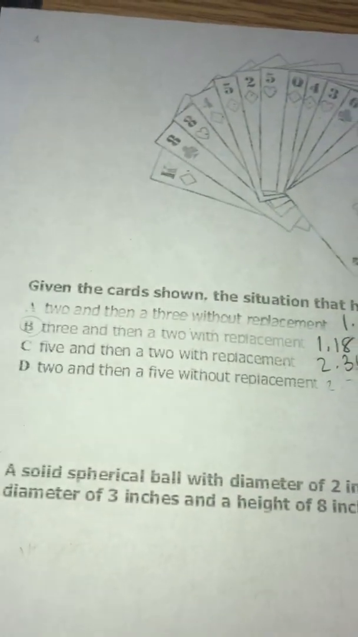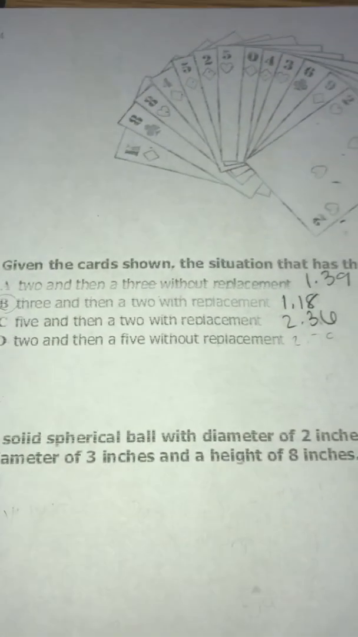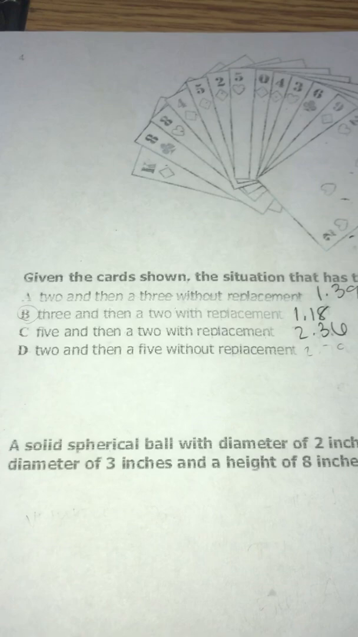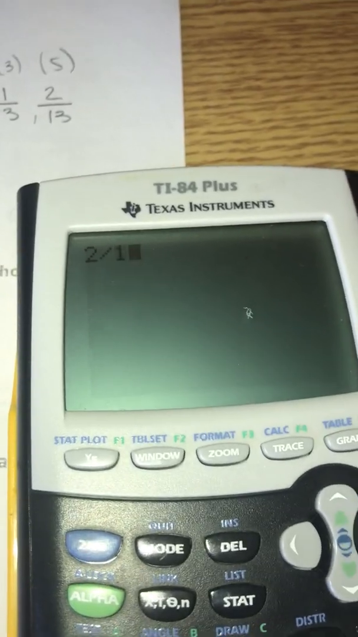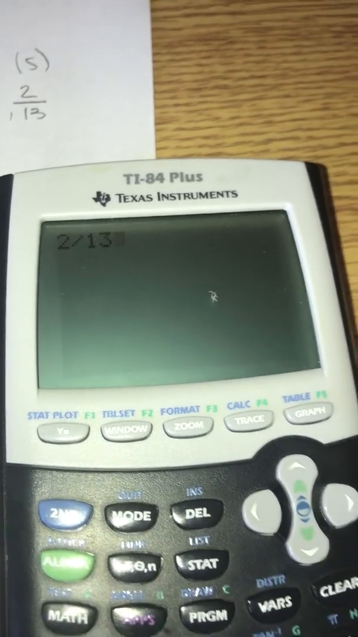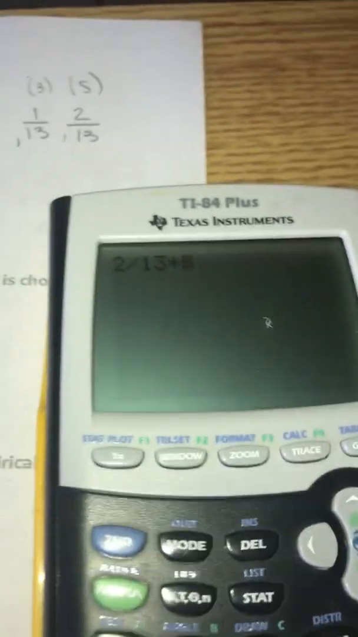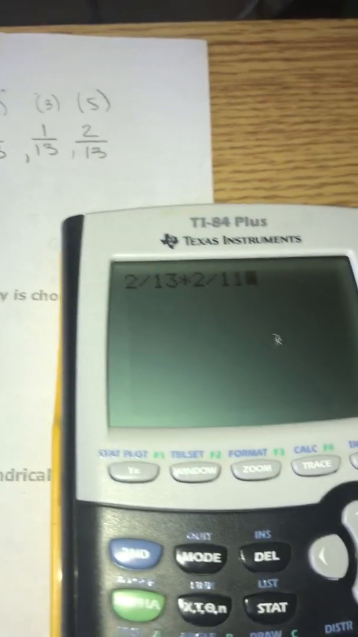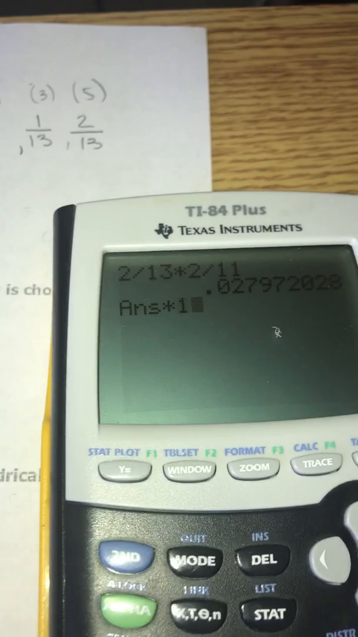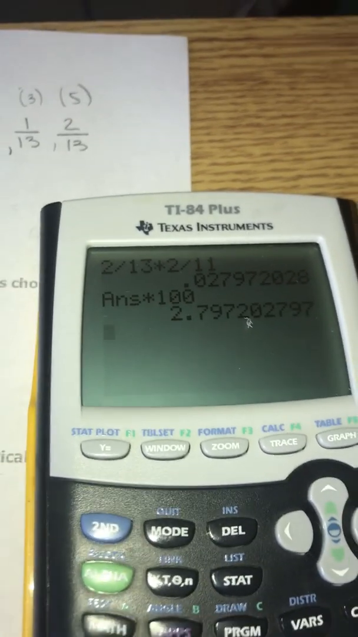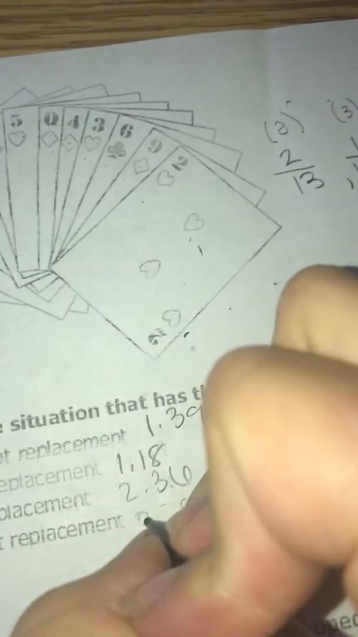Okay, and the D statement says a 2 card and then a 5 card without replacement. So we have 2 out of 13 times 2 out of 11, since we didn't replace those. We get that decimal, multiply it by 100, and we get 2.79.